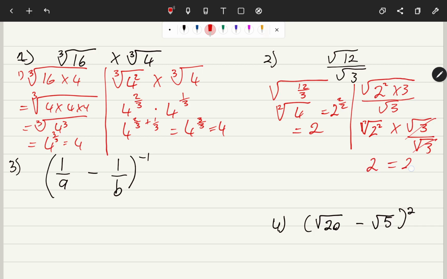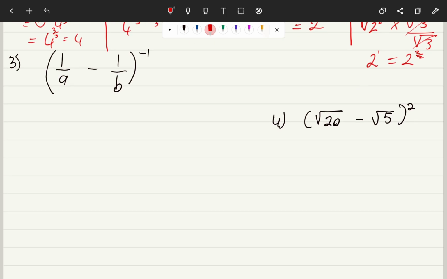From, of course, 2 to the power of 2 over 2, which is 1. So yeah, that's it. Let's go to the next problem. Next one is very interesting.